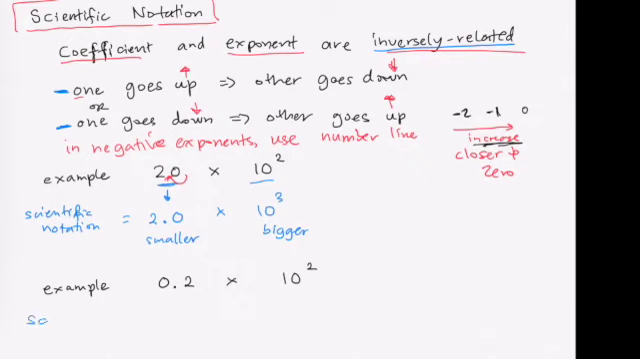In this other example, let's put this number into scientific notation. This is 0.2 times 10 squared. Again, it needs to be more than 1, less than 10. So take this decimal and move it over, and you're going to end up with 2. This went from 0.2 to 2, so it got bigger. So the exponent needs to get smaller, by 1 power of 10, so that's 10 to the 1.